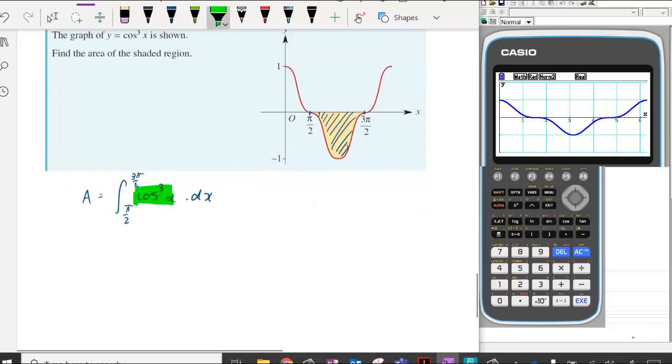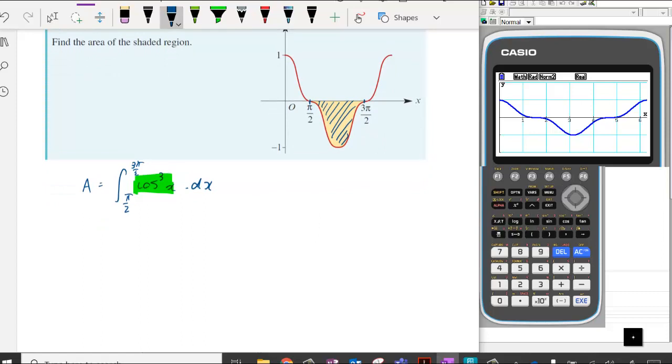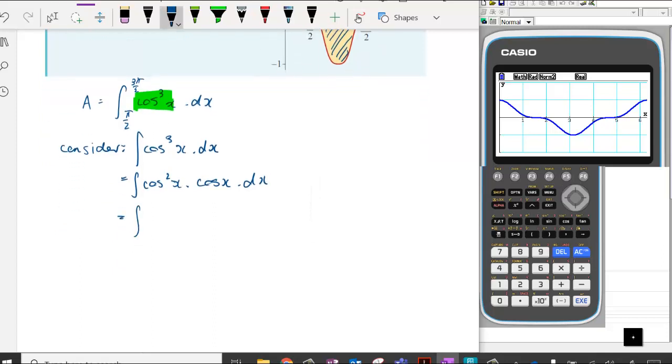Now of course this is a complex integral. Hopefully we can turn it into a substitution approach, so we can consider the integral of cos cubed x with respect to x as the integral of cos squared x cos x with respect to x, and cos squared we can treat as 1 take sine squared x, times cos x, by using our Pythagorean identity.